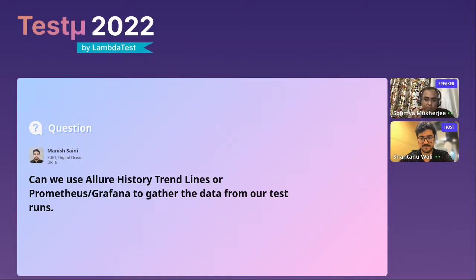So what you can do is pick up that JSON and standardize it, and then push it to your backend and start ingesting, right? That way, your Allure data or your custom reports data, or Extent Report data, can be pushed into your backend, and then you can do the analysis. If that makes sense. Hope that answers your question, Manish.